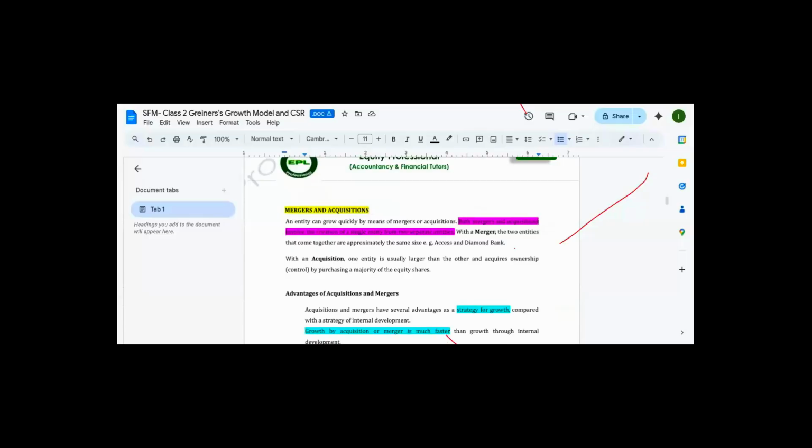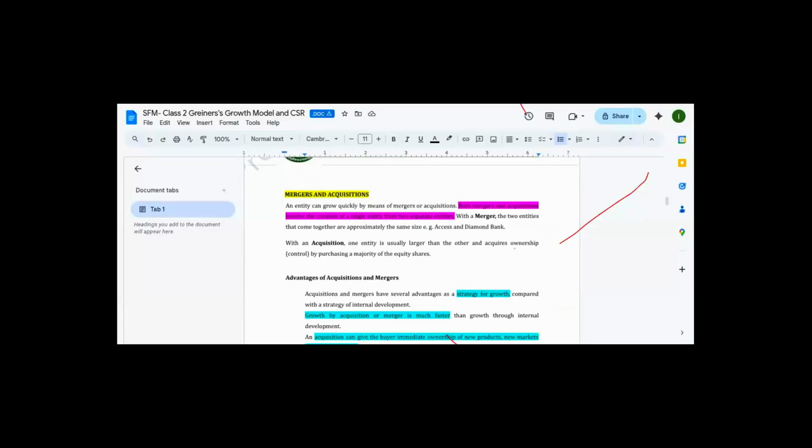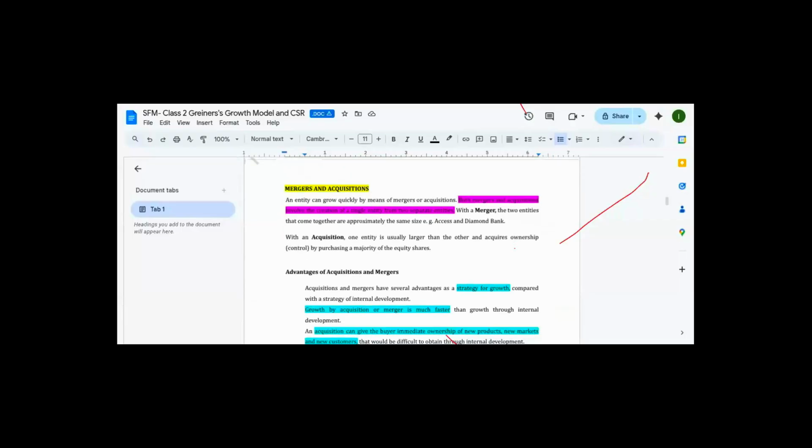So next we look at merger and acquisition. Merger and acquisition, which is a familiar topic. It was stated in the syllabus, M&A. What do we mean by merger? Merger comes into place when we have two entities that come together to run a business. They can be approximately the same size, or one can be larger than the other.